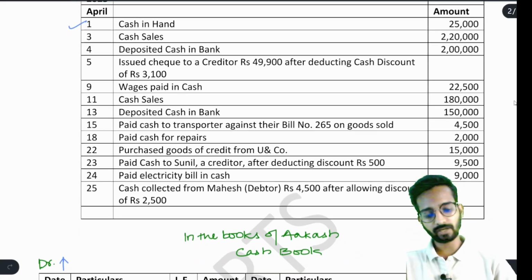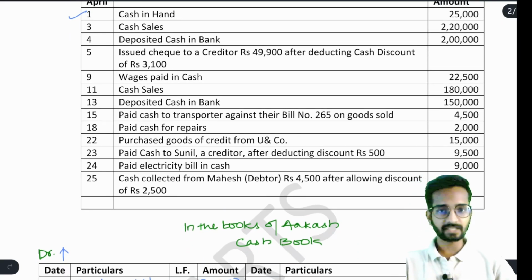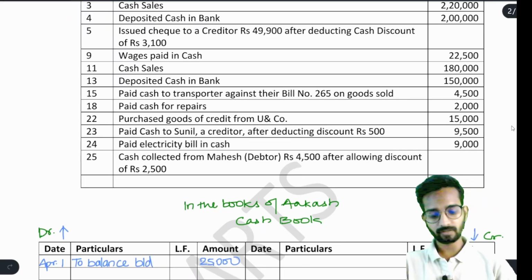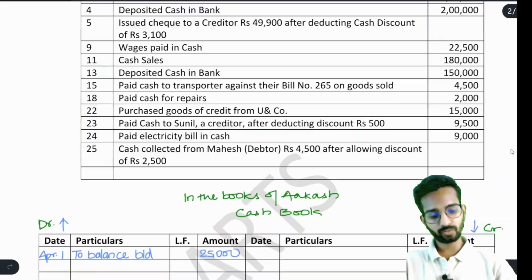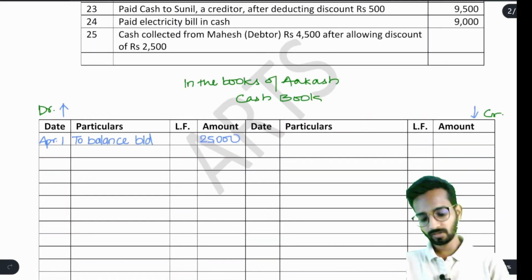Now, next part, cash sales 2,20,000. Cash sales will increase my cash. So very simple. On 3rd April 2,20,000. Cash account debit to sales account.